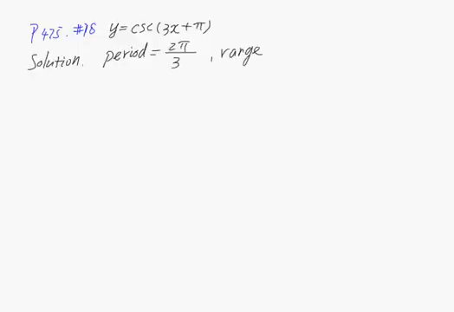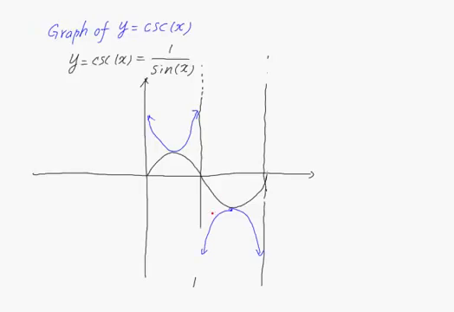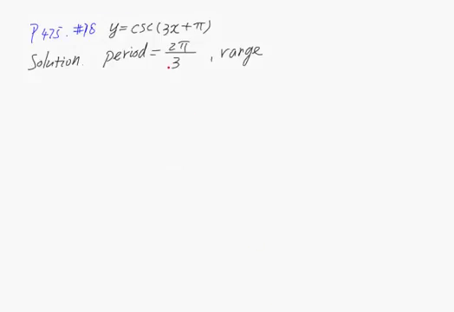The range for the cosecant is similar to the range of the secant function, right? So the range of the cosecant is just equal to the union of two intervals: from negative infinity to negative 1, union the interval from 1 to positive infinity. So for this one, it has the same range. The range is equal to the union of these two intervals. Okay.